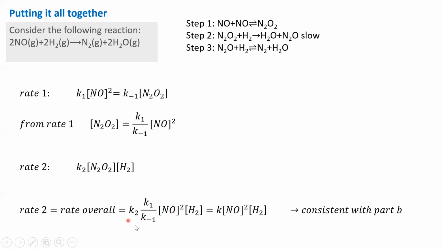Okay, now this is actually all constants. So we can just kind of put it all together as one constant. Equals NO2 times H2. And that's exactly the same thing that we came up with from the data that we were given in the first part of the problem. Just using reaction mechanisms instead of data to figure out what a rate law is.